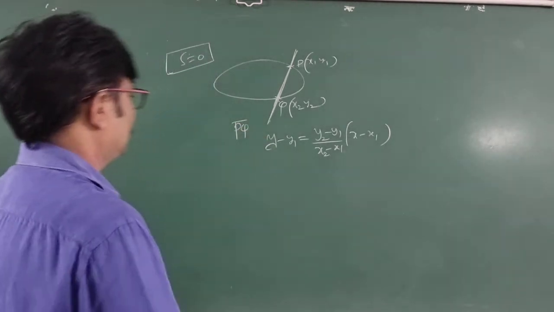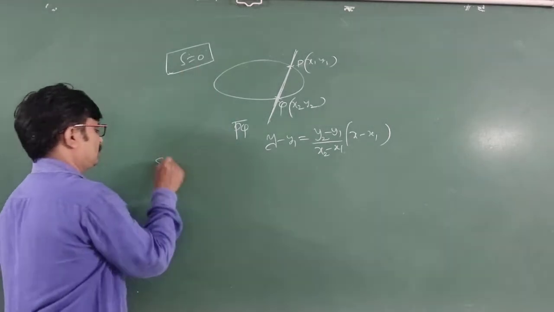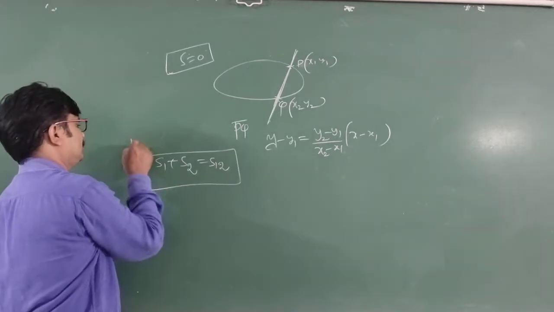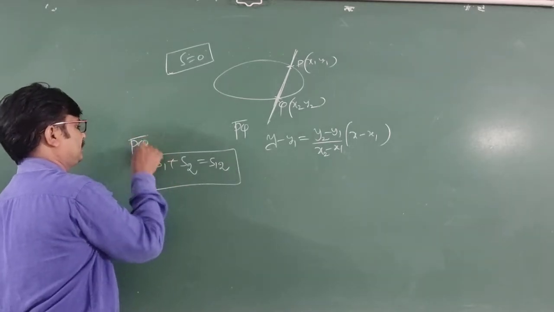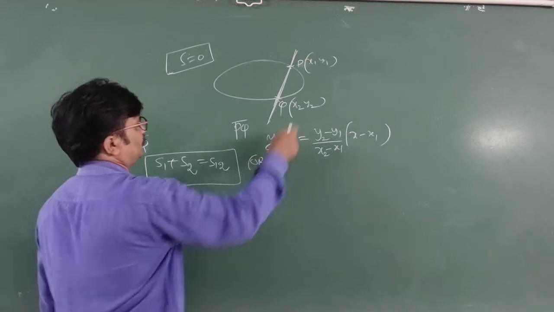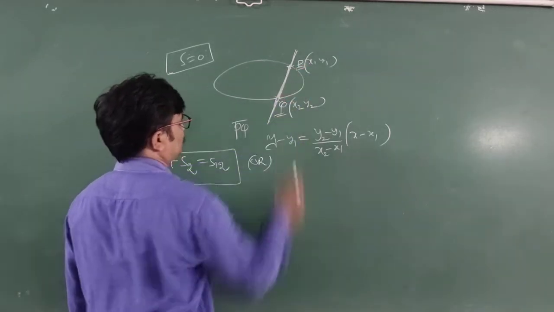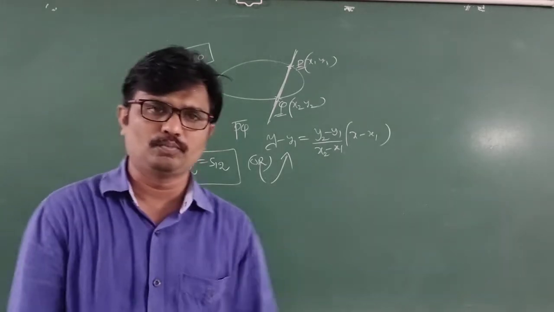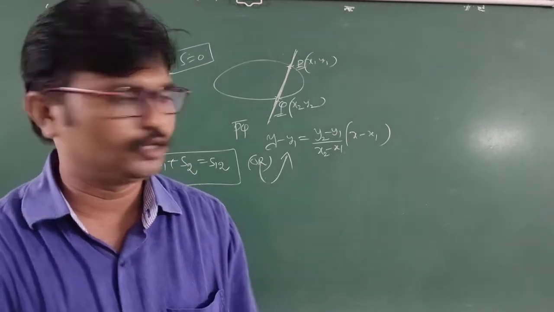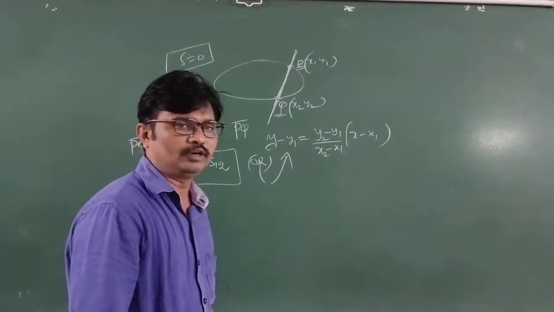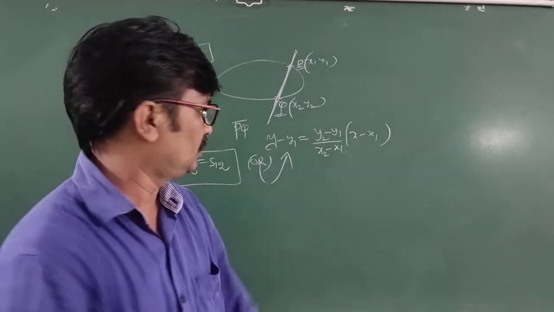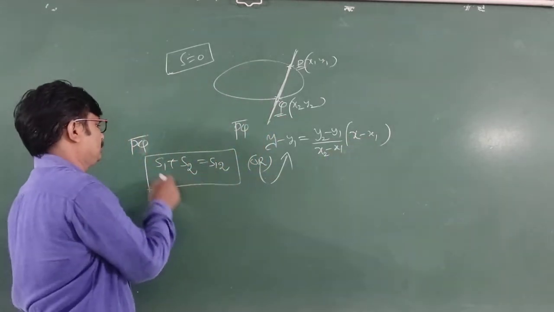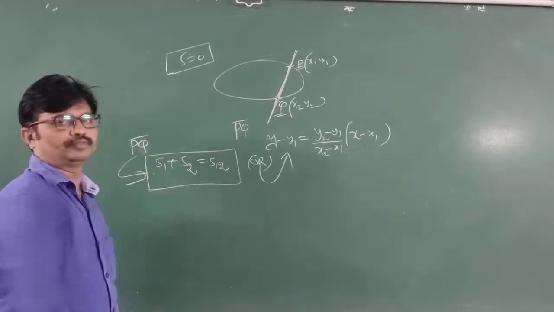So students, that can also be written as S1 plus S2 equal to S12. This is what, students? The PQ. Either we take this one or this one. When you know P and Q, the line joining P and Q is y minus y1, where P and Q are two points on the ellipse. Then PQ we take as y minus y1 equal to (y2 minus y1) by (x2 minus x1) into (x minus x1), or we take S1 plus S2 equal to S12. This is the equation of PQ.